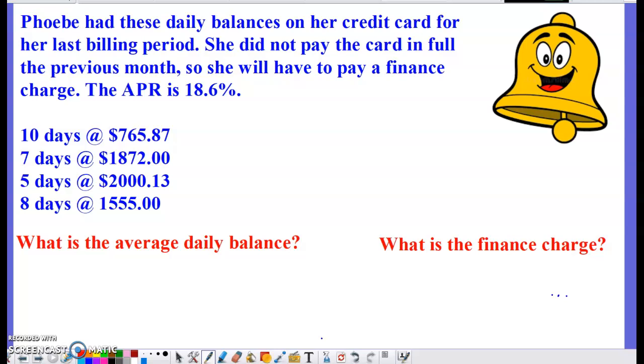Welcome everybody. Today we are going to do some notes on credit card statements. This is the last section of chapter 4.